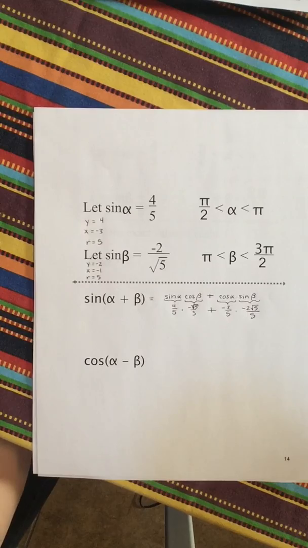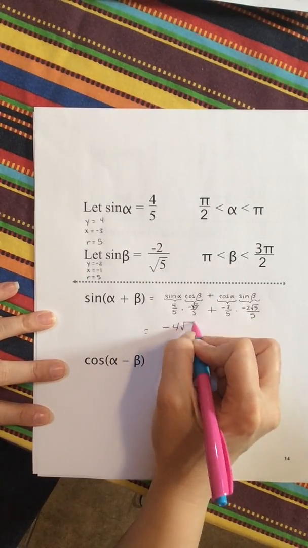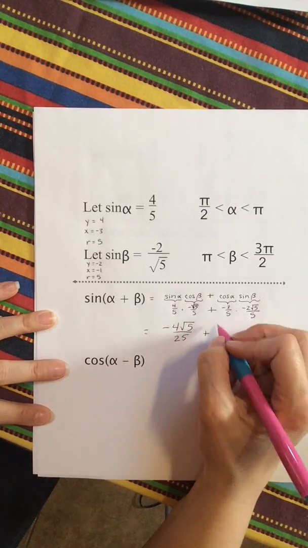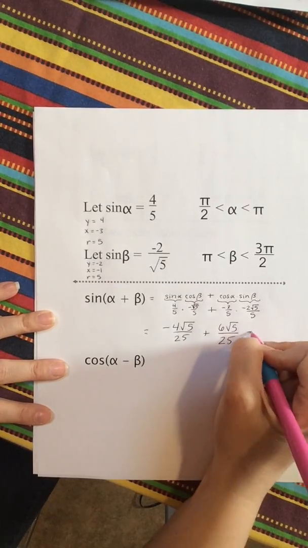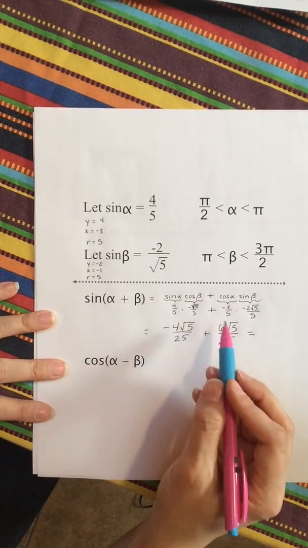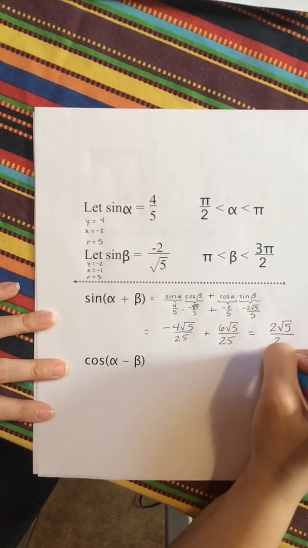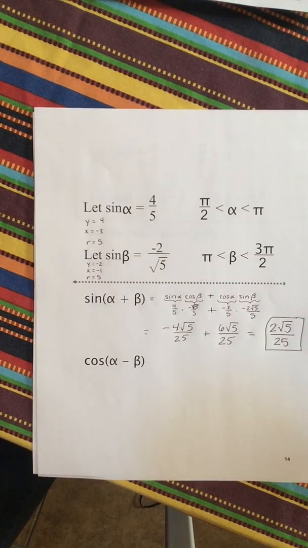Now doing the multiplication, this becomes negative 4 square root of 5 over 25 plus a negative times a negative is a positive 6 square root of 5 over 25. If you take negative 4 square root of 5 plus 6 square root of 5, you get 2 square root of 5 over 25. Can't reduce it, so that's your final answer.